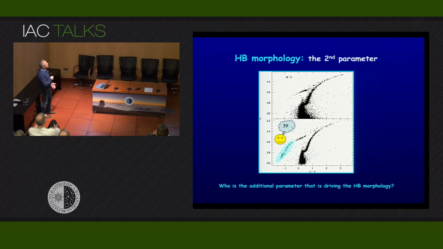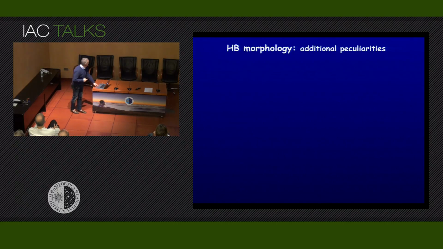And let me say, until a few years ago, there were many suggestions, many possible candidates as a second parameter. Age, helium also was suggested, but with no convincing evidence, difference in CNO abundance, different patterns in rotation, different efficiency of mass loss. But any one of these candidates in the end lacked a complete confirmation of its responsibility. So, let me discuss now some additional peculiarities that we have known for a long time and that until a few years ago were not completely explained at all.